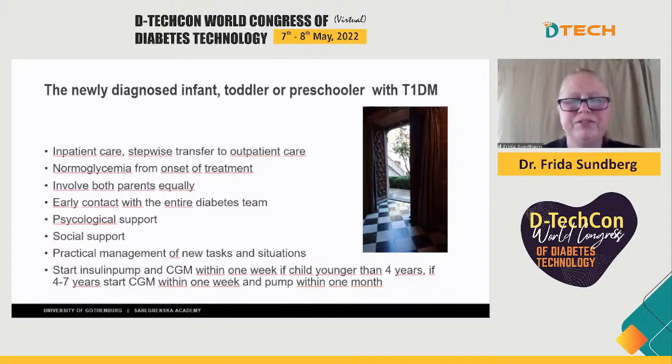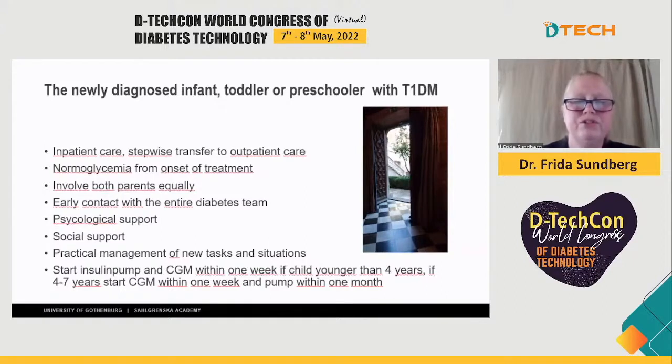Of course, we treat the ketoacidosis first according to protocols. But as soon as that has resolved, we go for normal glycemia. We involve both parents equally. If a child has only one parent, that parent will have to struggle very, very hard to achieve normal glycemia. If the child only has one parent, then you need to identify the network around the family. Establish early contact with the entire diabetes team, a nurse, a psychologist, a social worker, a dietitian, and a doctor.